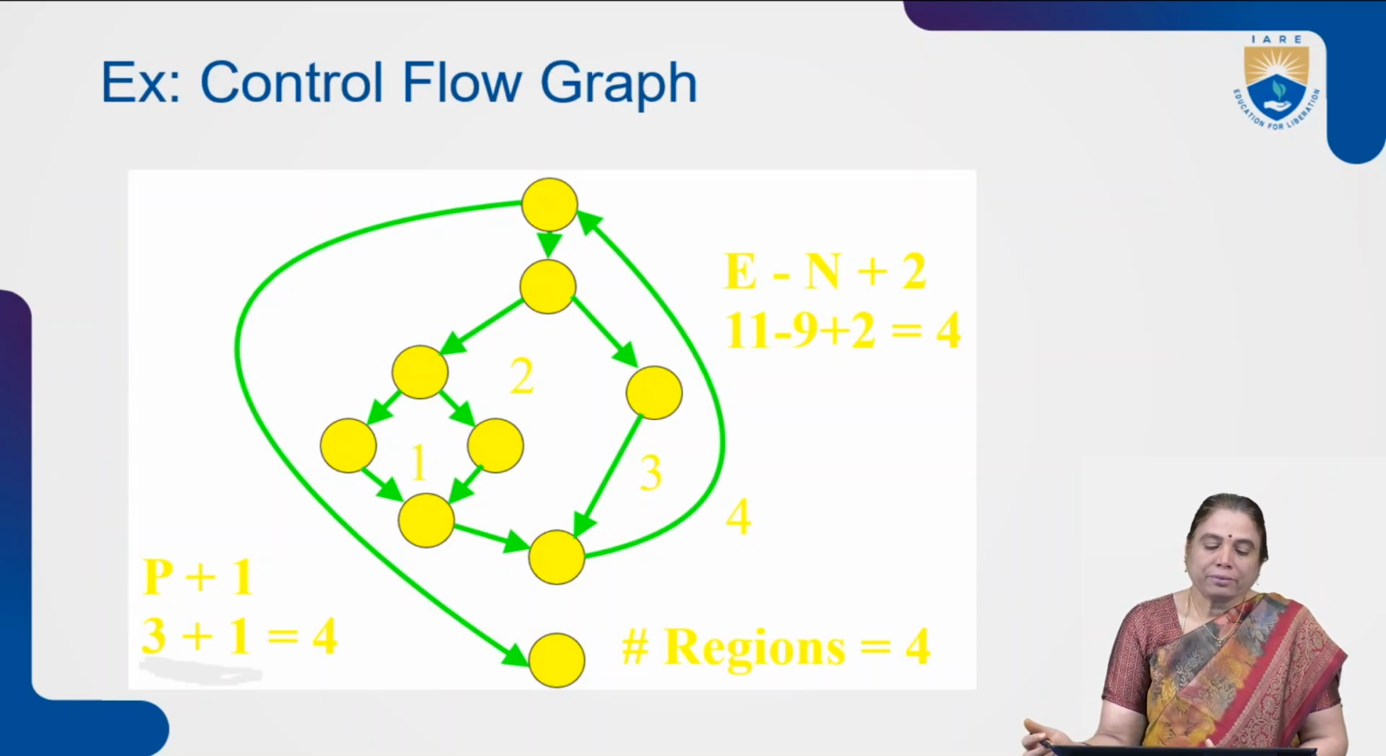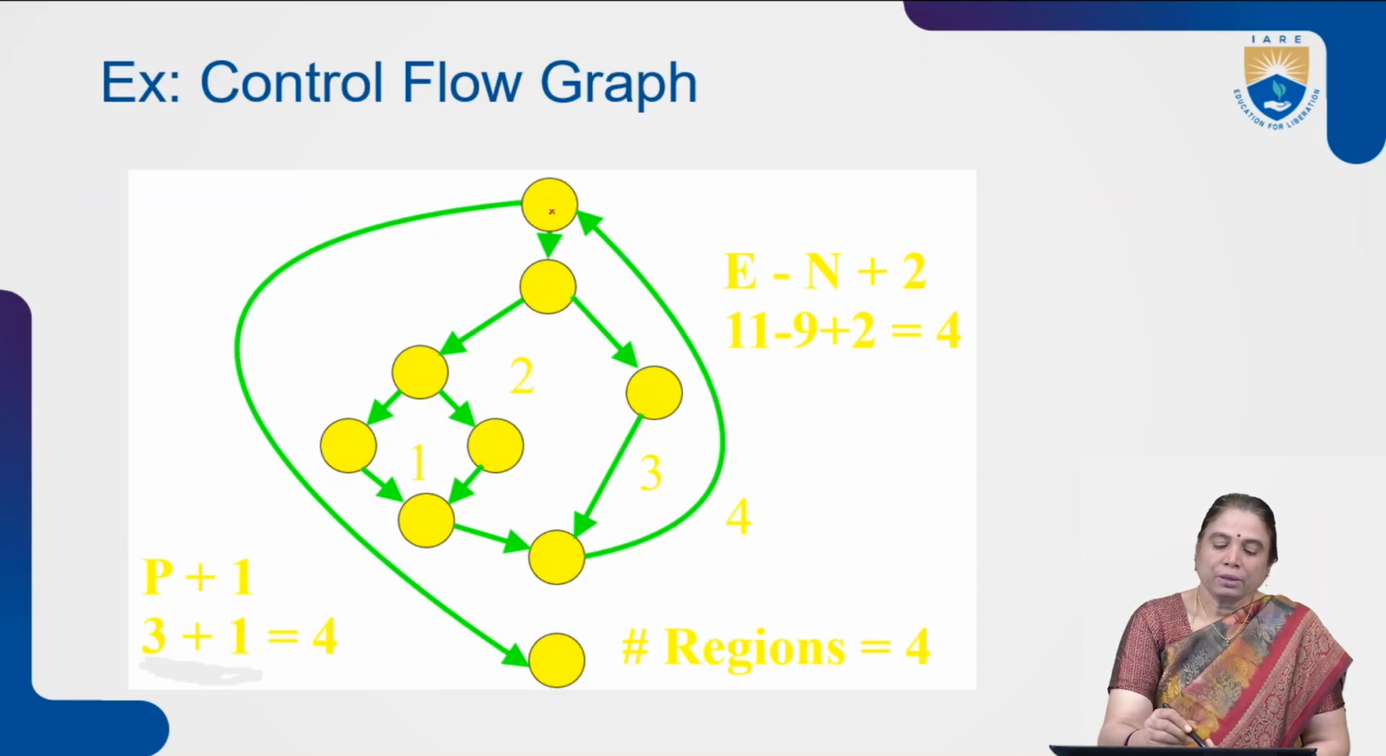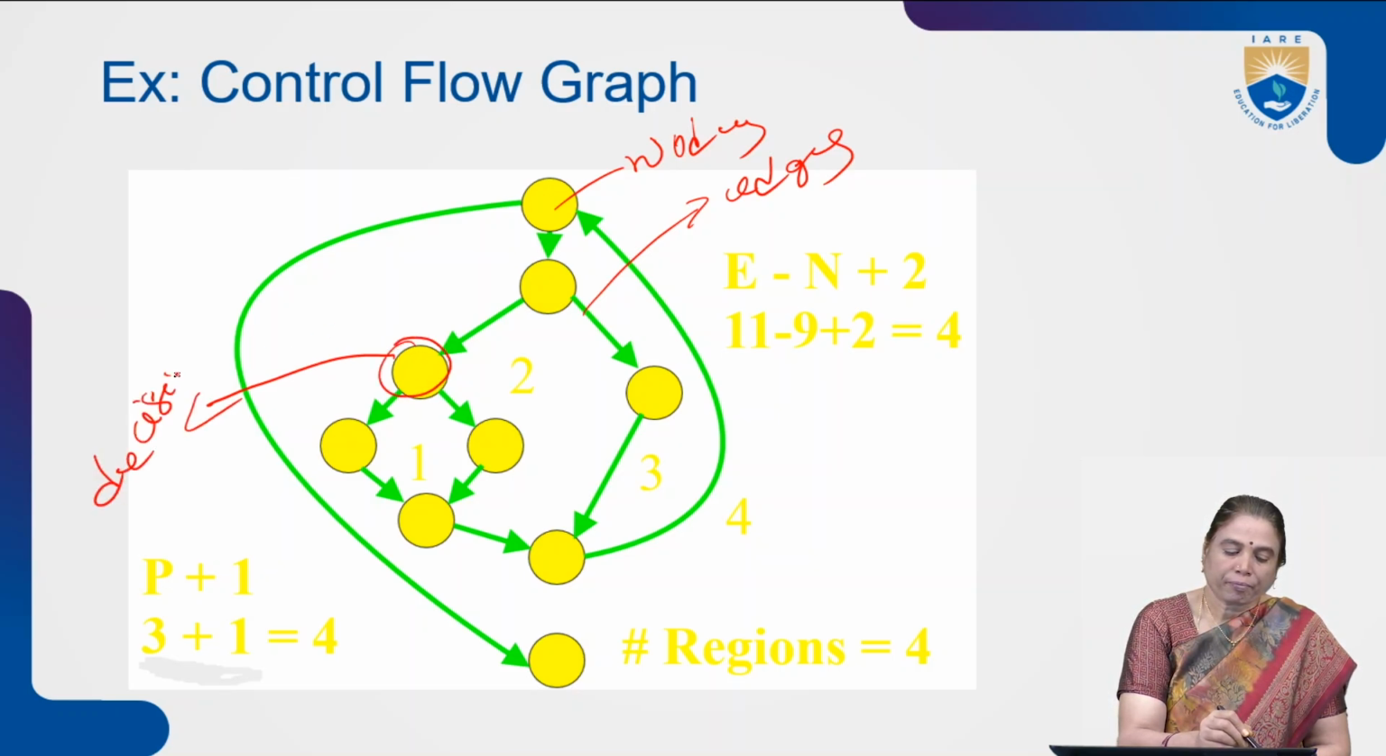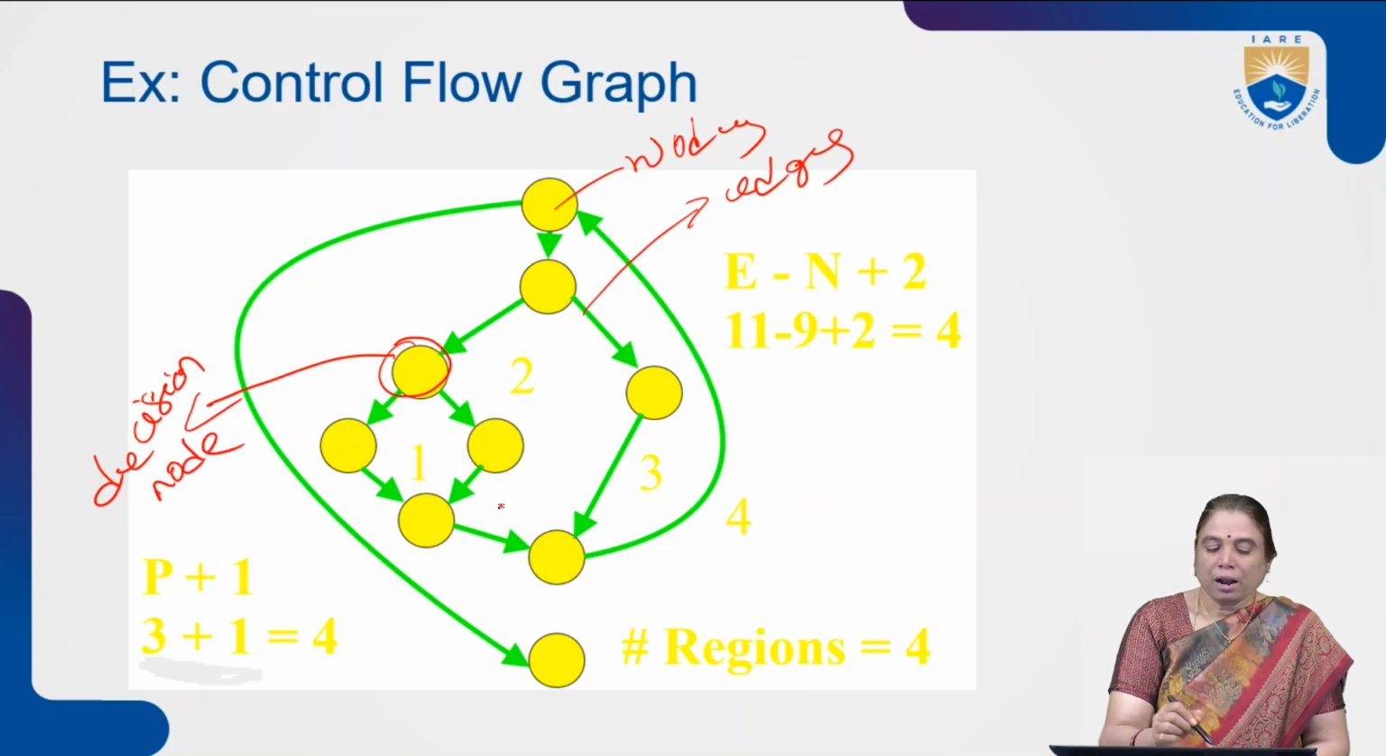So this is an example of a control flow graph. These are the nodes and these are the variety of edges. And this is an example of a decision node based on a condition. Based on the condition, alternative paths may be taken. This is one example of a decision node. This is also an example of a decision node.